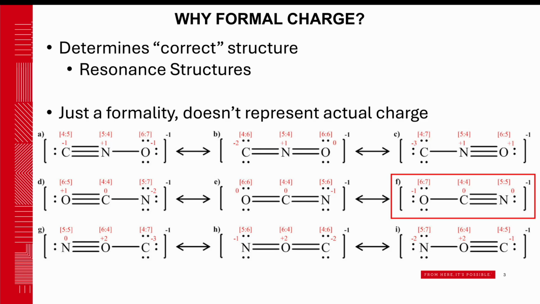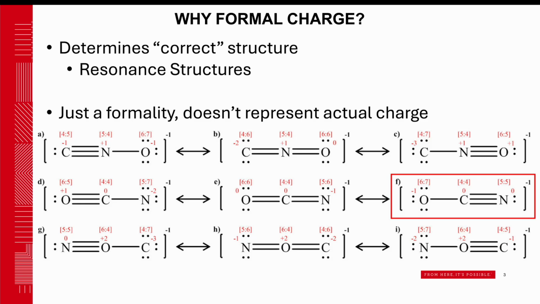The most ideal structure will have minimized formal charge, and the negative formal charge will be positioned on the most electronegative atoms. So let's take a look and see why F is the correct structure here. The little red numbers represent the formal charge of each atom, and the black number represents the total overall charge of the ion itself. This should equal the ion's actual charge, and that can help you check whether you've drawn your Lewis structure correctly.